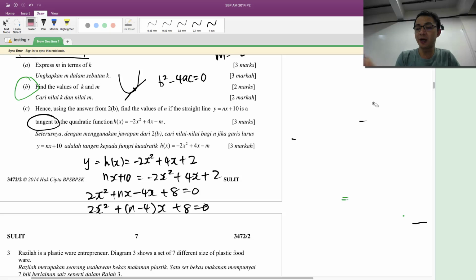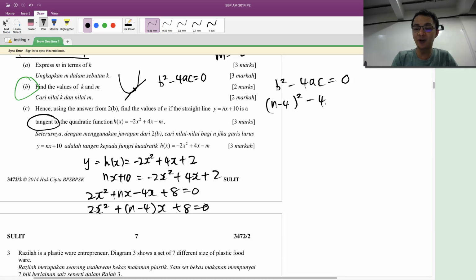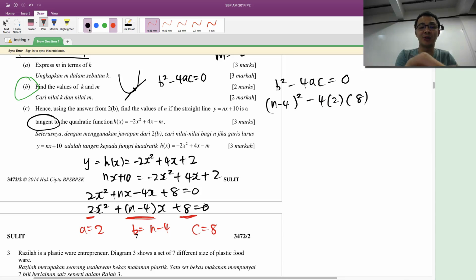Then I will do b squared minus 4ac equals 0 to find the value of n. So my b is n minus 4 squared minus 4, a is 2, my c is 8. Okay, from here you must know how to get a, b, c. A is the value in front of x squared, b is the value before the x, and c is the constant, without x. This is how I get a, b, c, and then I substitute into there.